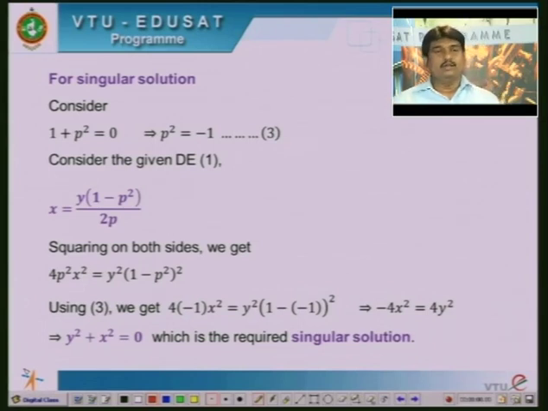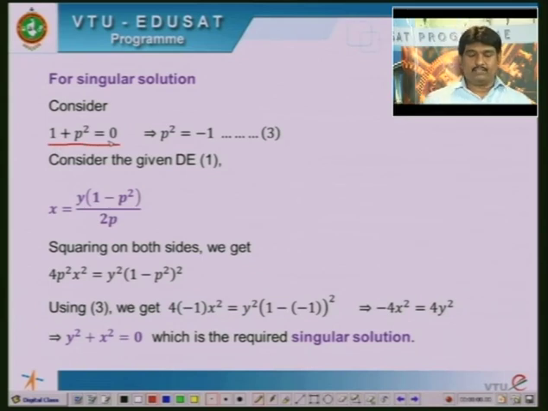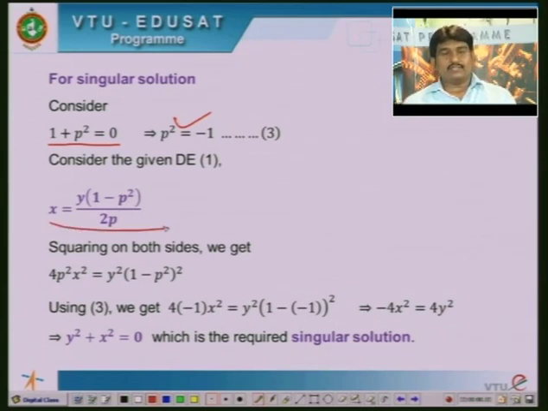Now method 1 is when you have a factor free from derivatives. When you equate it to 0 and eliminate p from that equation and the given differential equation, you get a relation in terms of y and x containing no arbitrary constant, and that equation is a singular solution of the given differential equation. As I said earlier, the factor free from derivatives was 1 plus p square equated to 0. You get p square equals minus 1, and from the given differential equation we have x equals y into 1 minus p square divided by 2p.